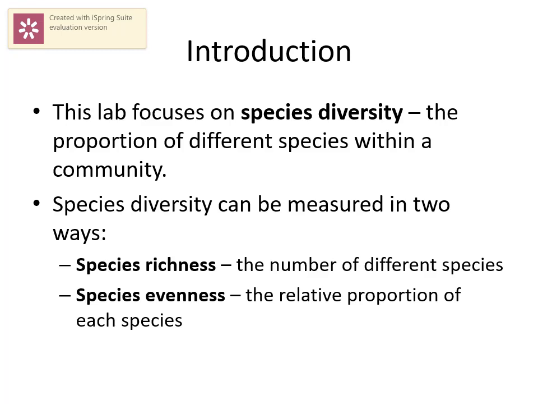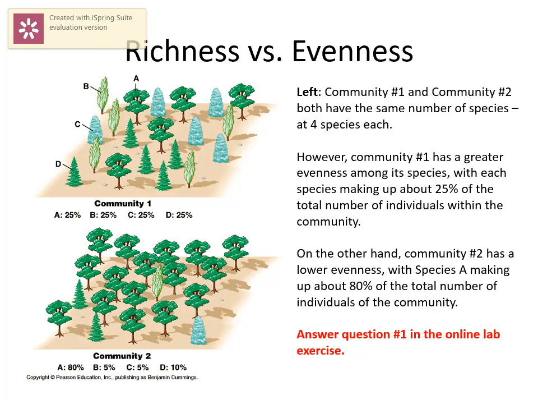This lab focuses on species diversity, the proportion of different species within a community. It can be measured in two ways. We have species richness, the number of different species, where you just count the number of individual species, and species evenness, the relative proportion of each species. So we have two communities here, community 1 and community 2. If you look at both of these, they have the same richness. They both have 4 different types of species, A, B, C, D in community 1, and in community 2, the same species, A, B, C, and then D. So the same richness between the two ecosystems.